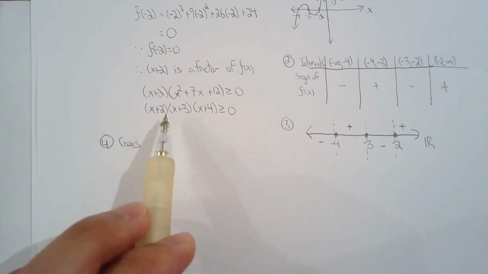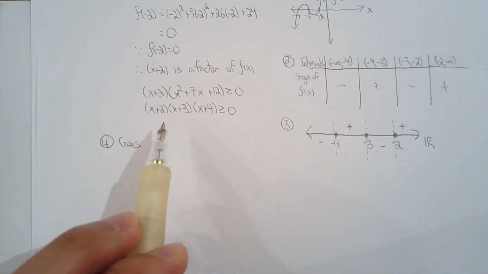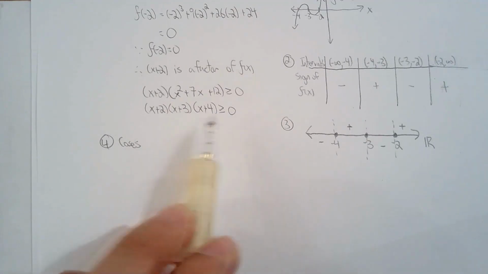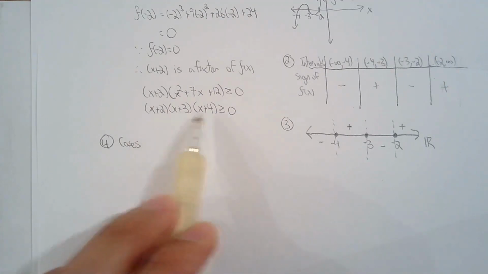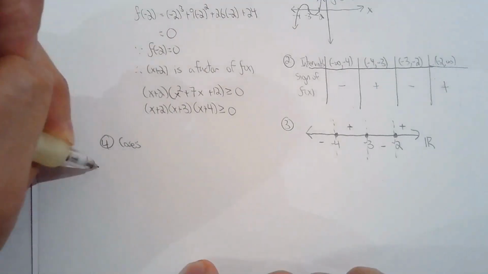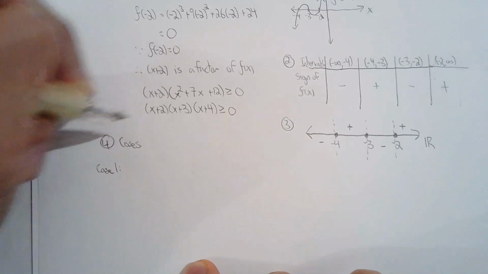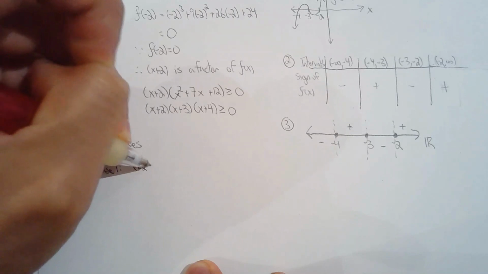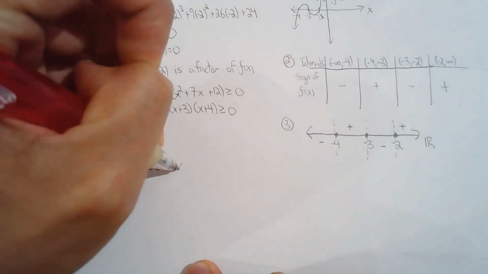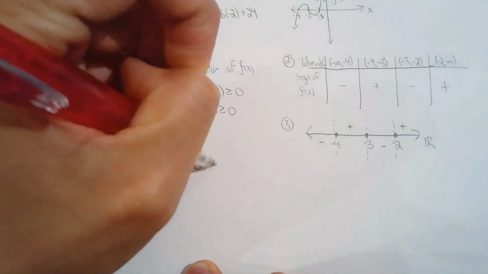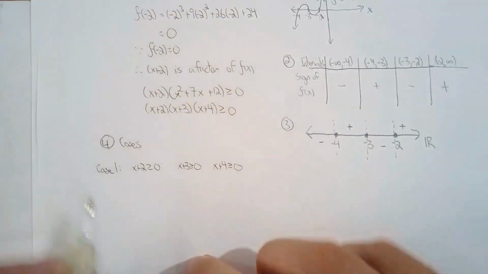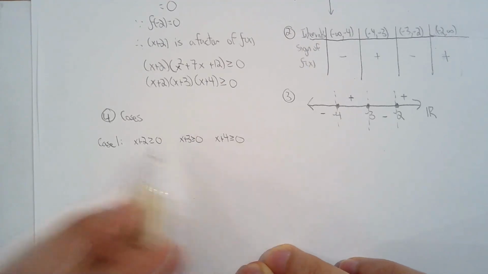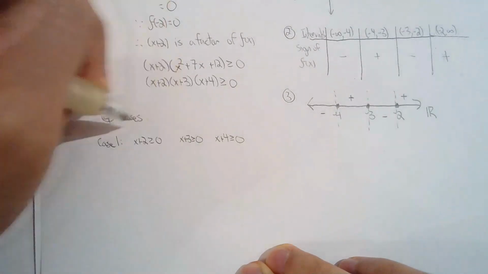So how do you solve by cases? What you have to do is try to come up with scenarios where the inequality is satisfied. So when is the product of these 3 factors greater than or equal to 0? Case 1, when all 3 factors are positive, greater than or equal to 0. So you ask yourself, when are the first factor, second factor, and third factor simultaneously positive? So you solve each individual inequality.